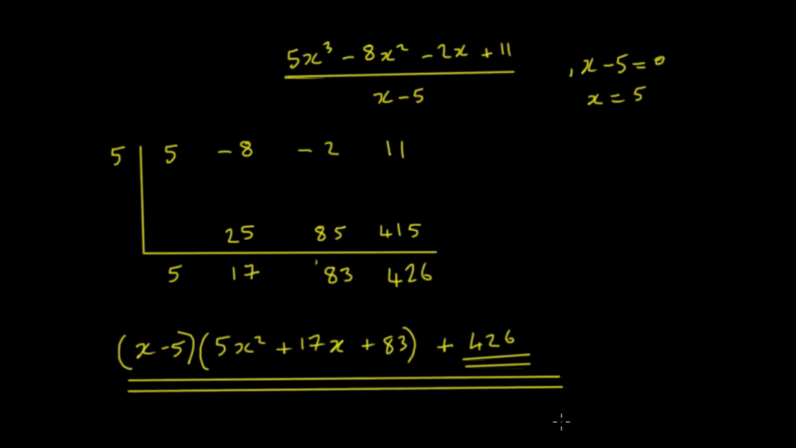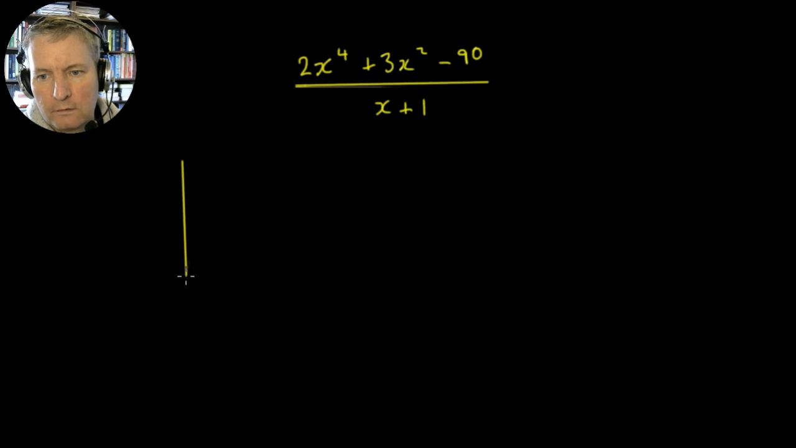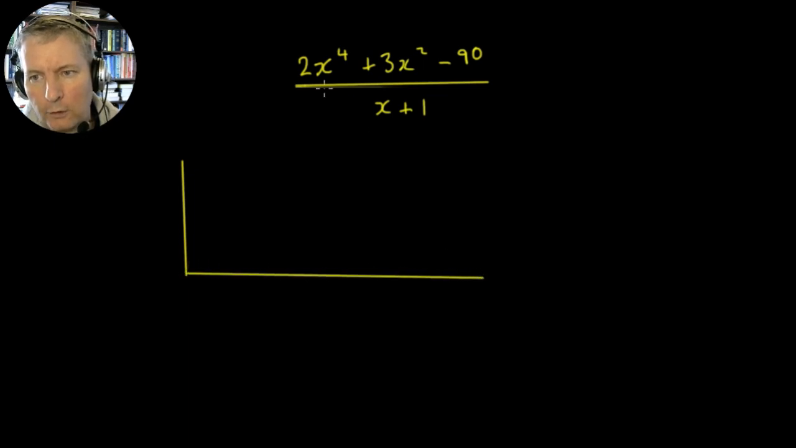So let's look at another one. So let's divide these two polynomials out and we'll get our quotient and our remainder. So we continue with our synthetic division. We pick out our coefficients.